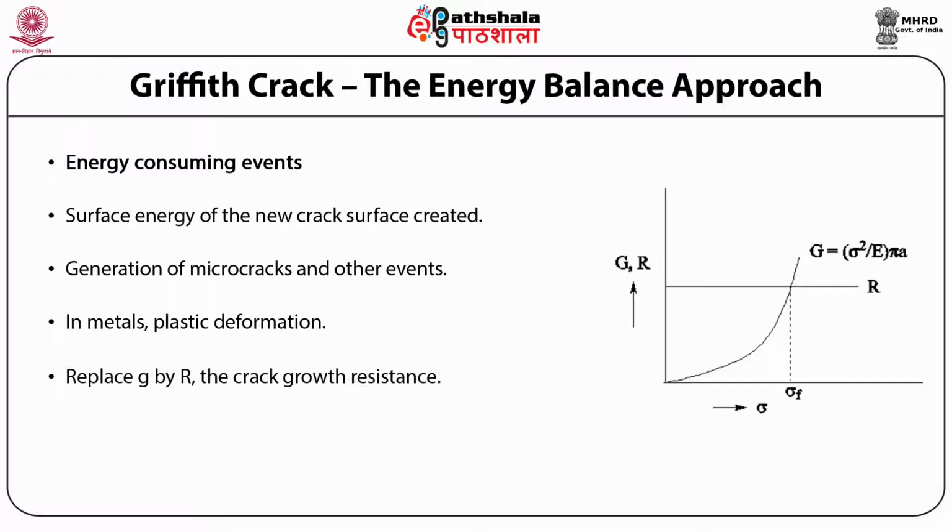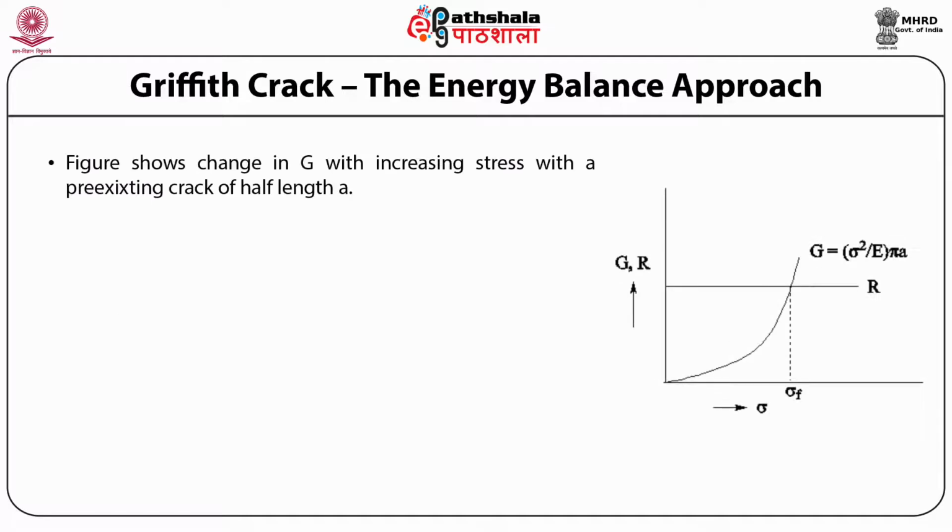So we replace gamma by R, and the crack growth resistance is obtained. Then, for the crack to advance, G is greater than or equal to R. This figure shows schematically the change in G with increasing stress with a pre-existing crack of half length a. At a stress equal to sigma F, G exceeds R and the fracture occurs.